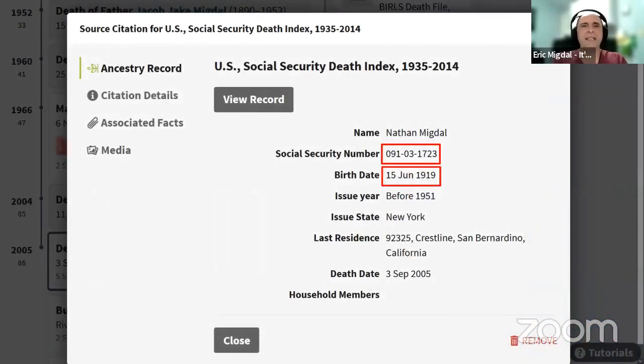So this is a source citation for a Social Security Death Index for a relative of mine named Nathan Migdal. It has his Social Security number. If I find other documents related to this gentleman with the same number, I'm going to verify that it is the right person. His birth date is listed, and it shows that he last resided in San Bernardino, California, and he died on the 3rd of September, 2005.